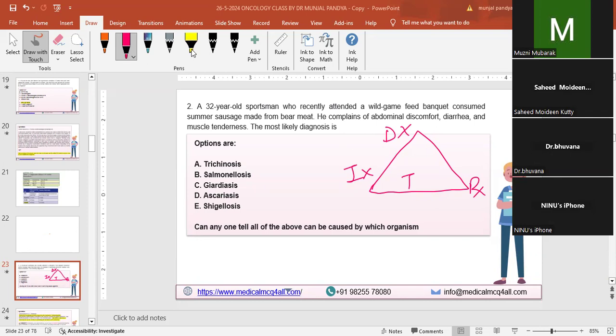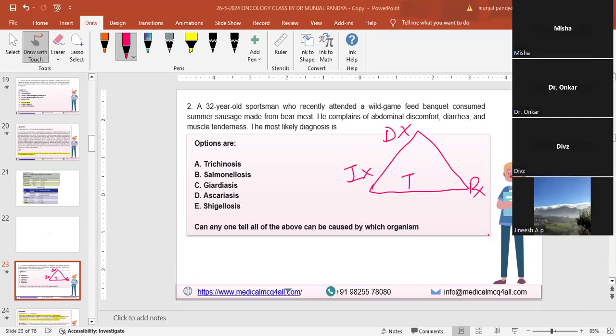Fair enough, no problem. Just think over it. Yes, Dr. Neelam. Any idea, Dr. Neelam? If the same question comes, what will you answer? Dr. Misha? Dr. Misha? Any idea?